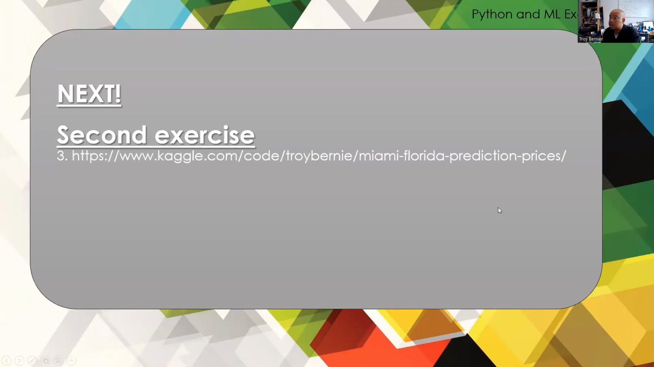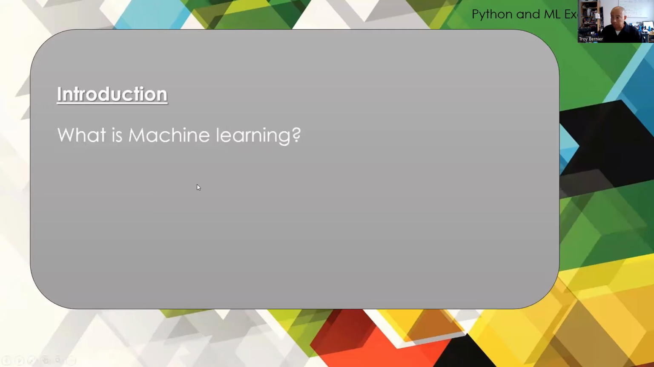Okay, in the second exercise here, I really think this one is interesting, and it's worth moving forward with some additional analysis after this, which is worth a future talk, a future exercise, in my opinion. So what is machine learning?